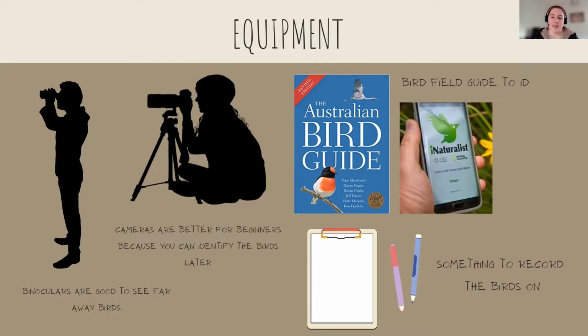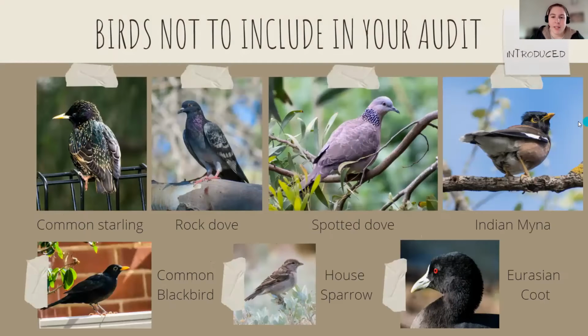And you need something to record your bird findings on. So a clipboard and paper is always really good to keep a list of the birds and how many that you've seen. So the biodiversity audit actually only includes native birds. So I have compiled a list of birds that you might commonly see that you have to keep out of your audit, so not include.